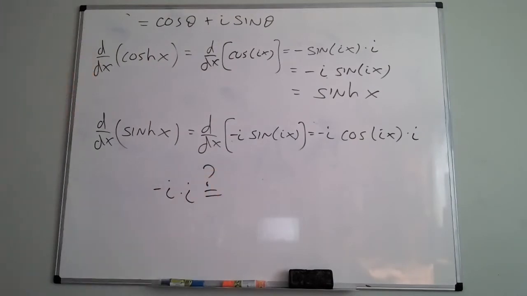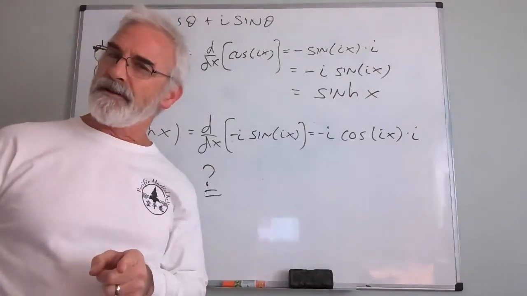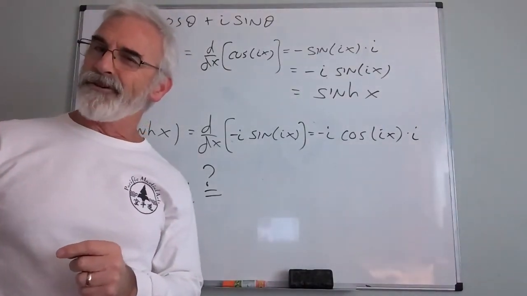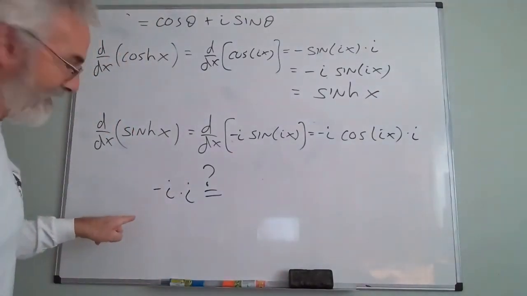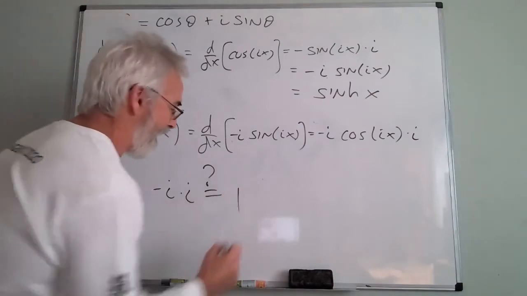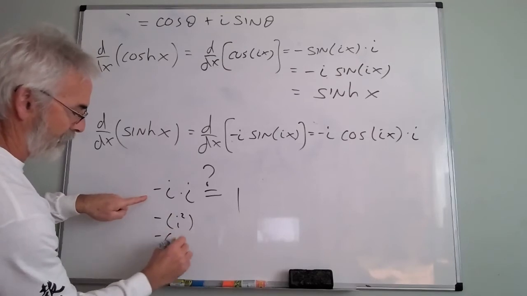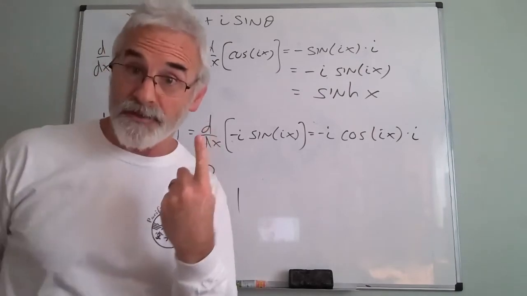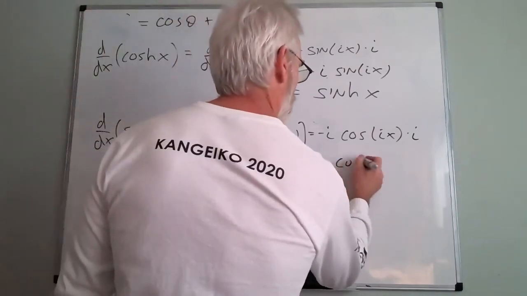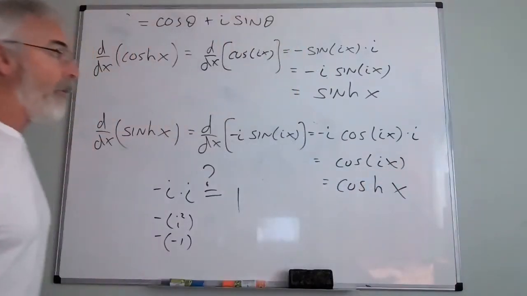Anybody want to try that one? What's negative i times i? Negative i squared. But what's i squared? -1. So it's the negative of -1. The negative of i squared is +1. So therefore, this is cos ix, or, oh, that's kind of convenient.